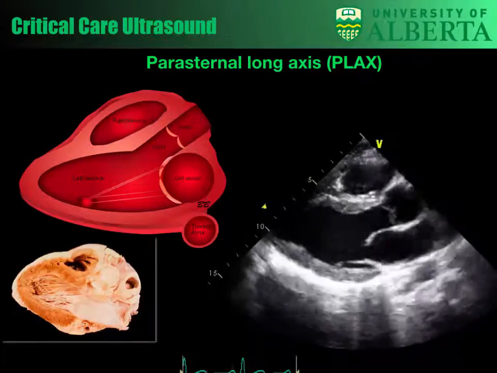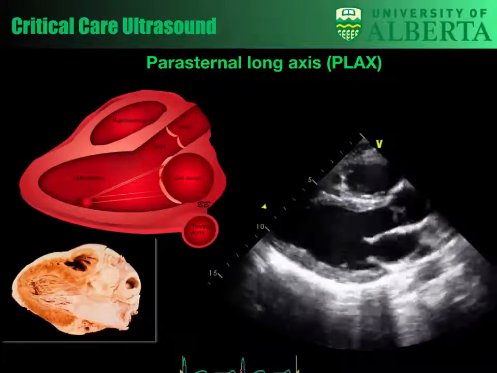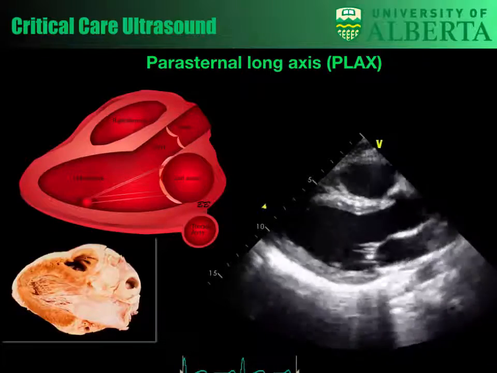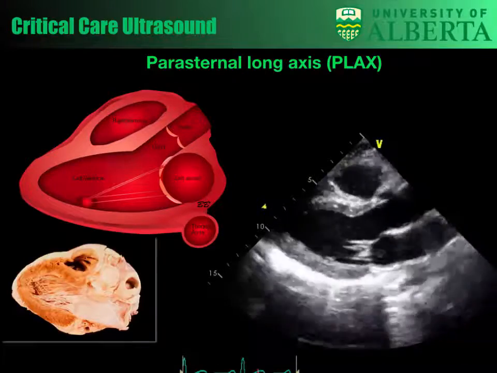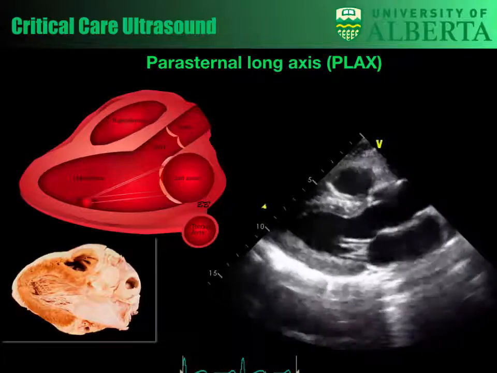This is relatively good, normal function, but what's more important here is the lack of something being seen, and that is an anechoic space, or a dark space, surrounding the heart, which we'll go on to discuss. But that's a window which I hope you can use as a reference standard for what would be a normal parasternal long axis window.